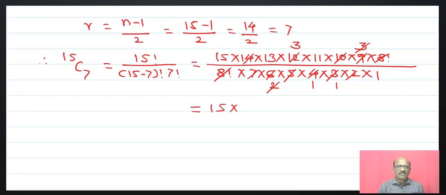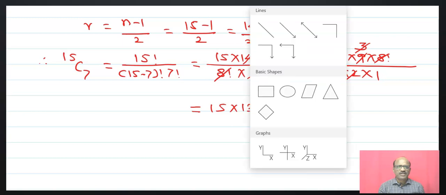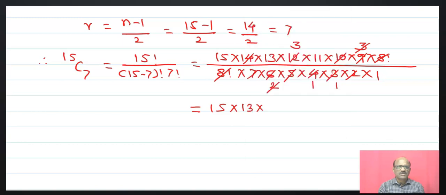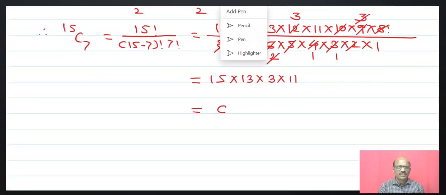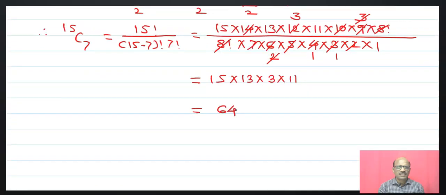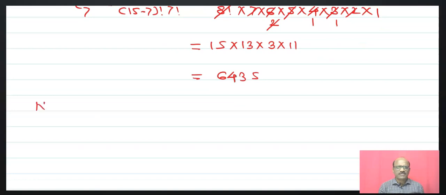Therefore, 15 into 13 into 3 into 11, that is 6435.